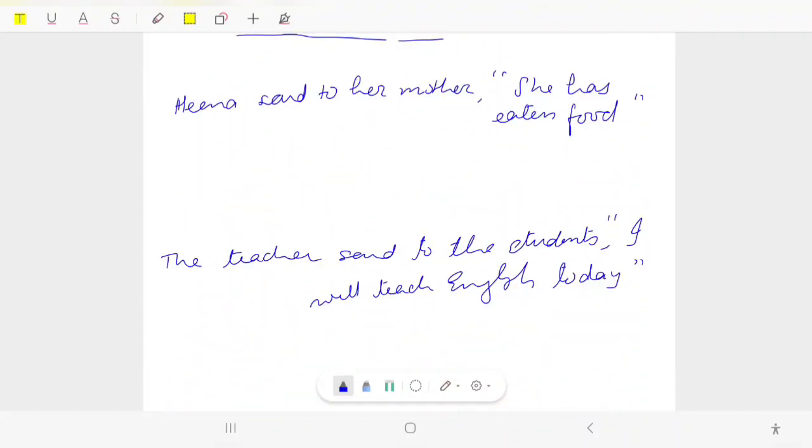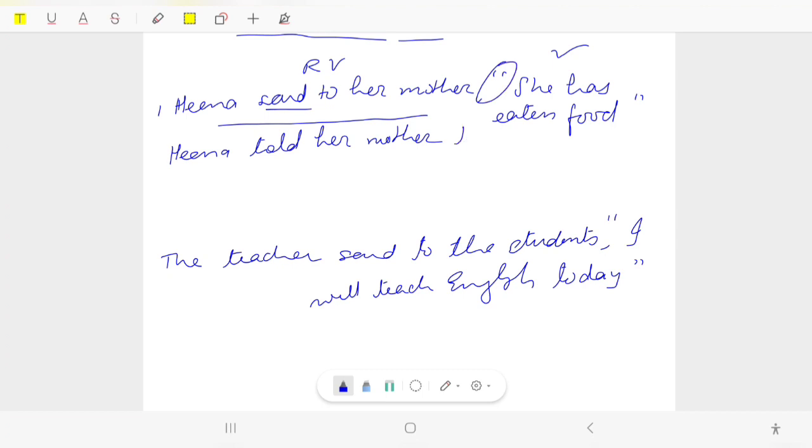Let's see some more examples. Example 1. Hina said to her mother, she has eaten food. One part is out of the inverted commas. This is in past tense, so we are going to change the tense of the reported speech. So how will we change it? Hina told her mother.